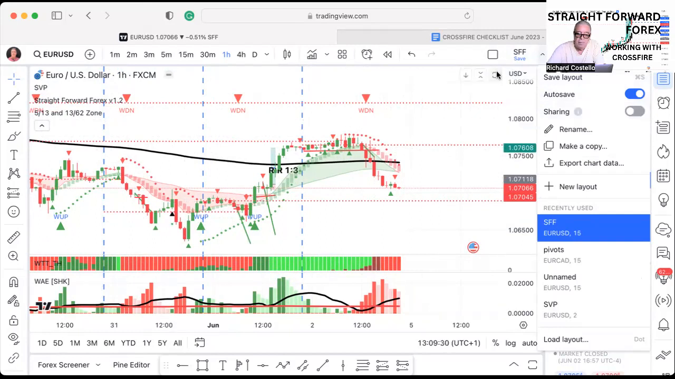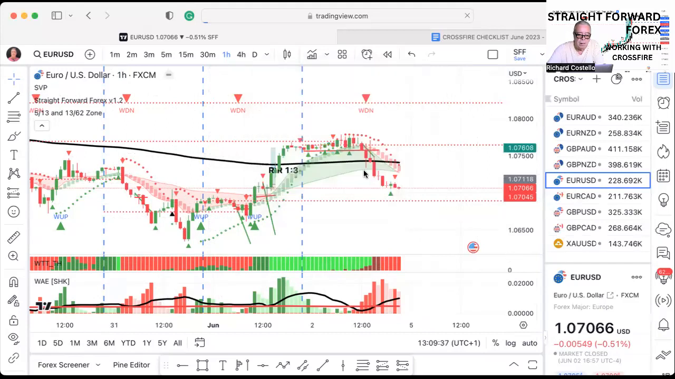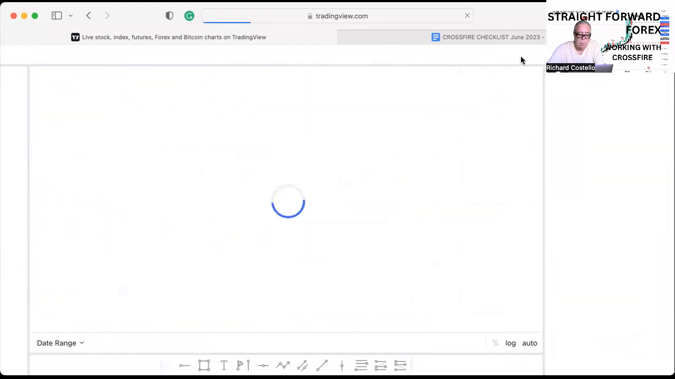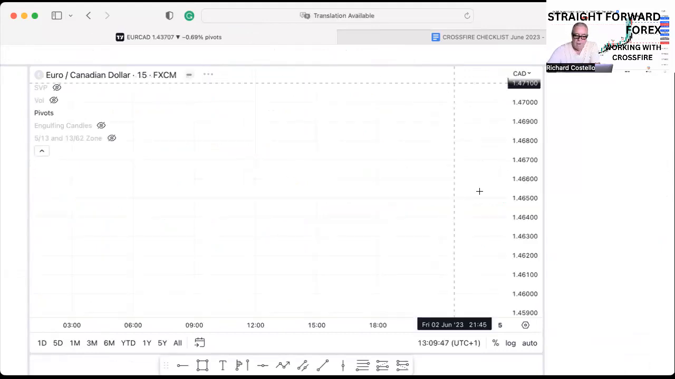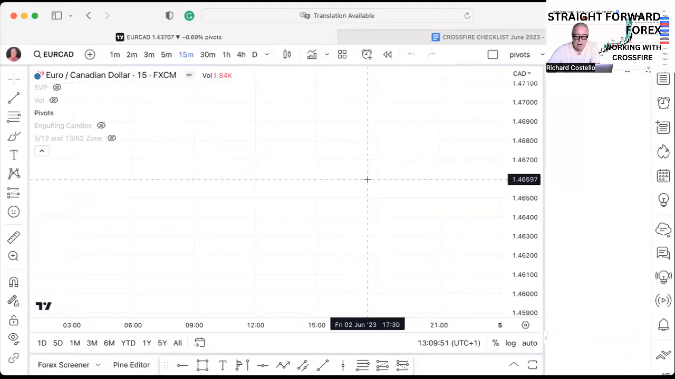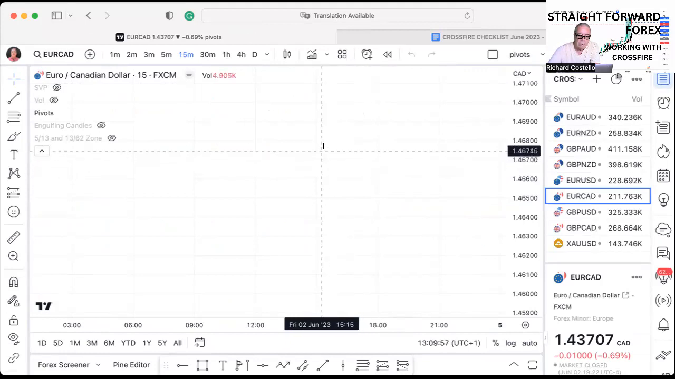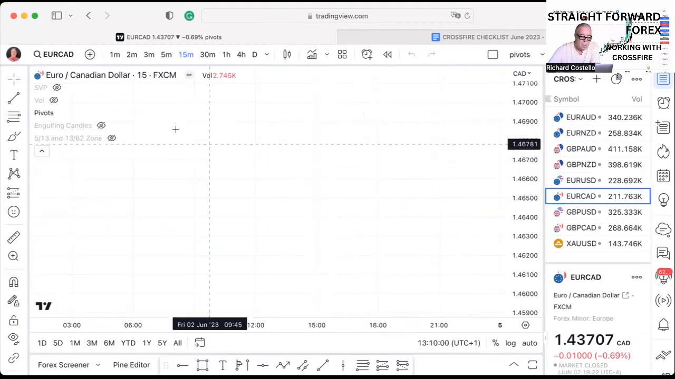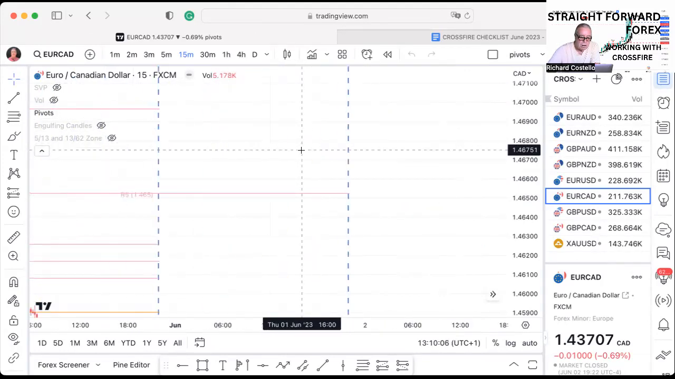So I've got this. This is my SFF chart for Euro US dollar, but I've got one called pivots, which I've created. I need to leave that page. I should have saved it before I left it, but never mind. Let's see. There we go. It's now on EuroCAD, but that doesn't really matter if it actually populates. It's taking its time. Right. Okay.